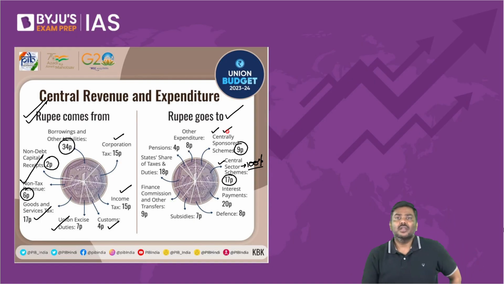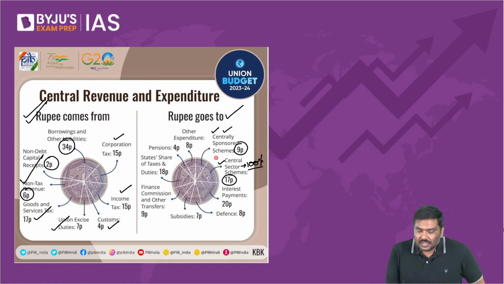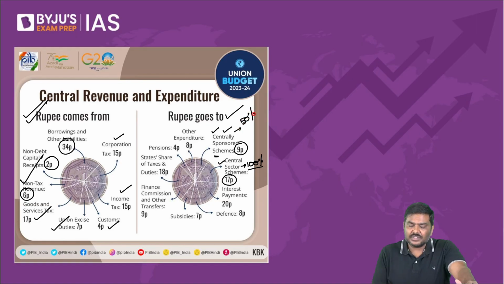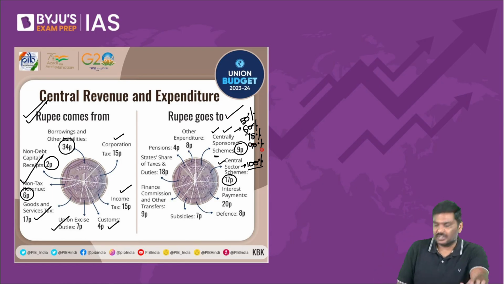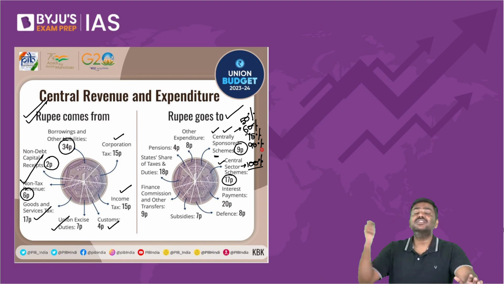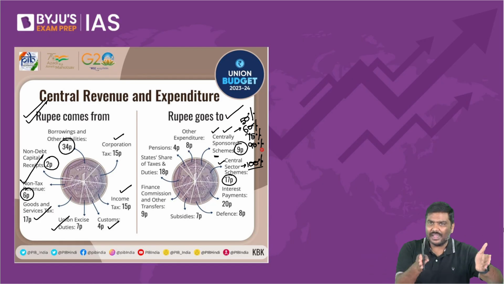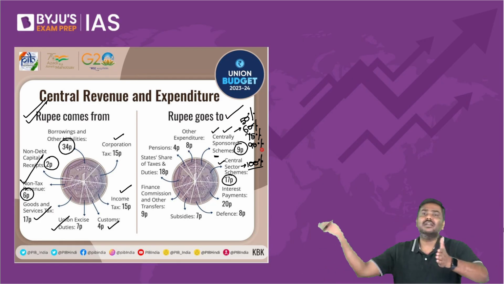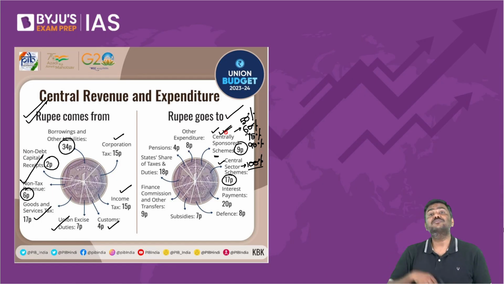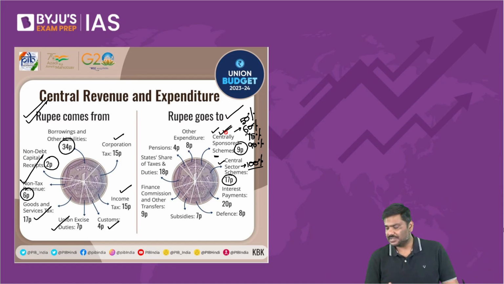Centrally sponsored scheme means, in case of centrally sponsored scheme, government will allocate 50% of the funds. Government will allocate 60%. When I say government, central government. Government will allocate 75% of the funds, or government will allocate 90% of the funds, which means the remaining amount of money state governments will spend. You will come across these kinds of schemes where part of the money will be incurred by central government and the remaining part incurred by the state government. These are called centrally sponsored schemes. So central sector scheme, centrally sponsored scheme.